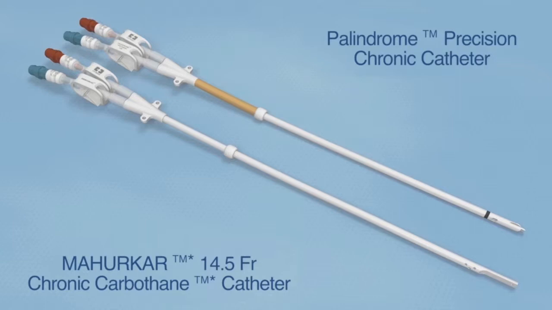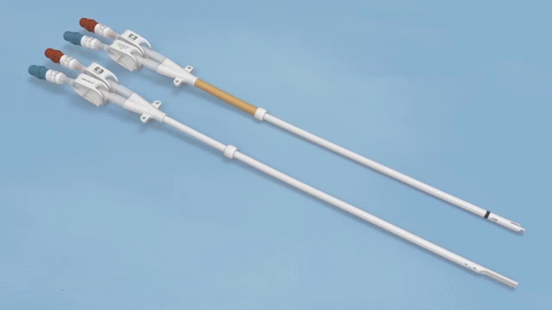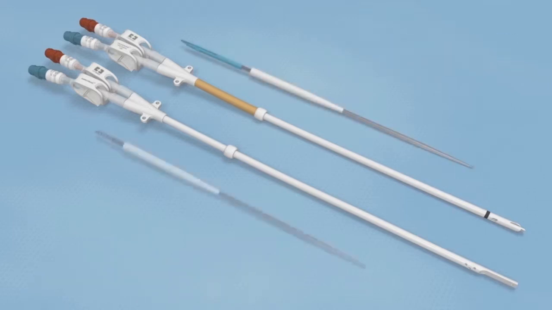The insertion principles, supplies needed, and techniques demonstrated are the same for both the Palindrome Precision Chronic Catheter and the MAHURKAR 14.5 French Chronic Carbothane Catheter. However, each of these catheters is packaged with a tunneling stylet that differs slightly in design. Therefore, the specific step that involves attaching the catheter to the tunneler will be demonstrated separately for both catheters in this video. Other than having different tunnelers, the insertion steps are identical for both catheters.